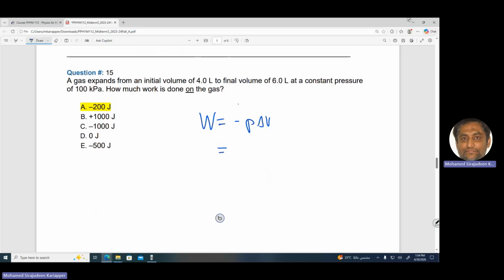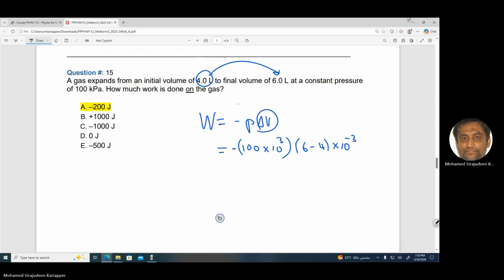P is 100 kilopascal, right? Well, let me do this. You have to convert that to Pascal. SI unit of pressure is Pascal. And the change in the volume, 4 liter becomes 6 liter. So the change in the volume is 6 minus 4, which is 2 liters. But liter must be converted to meter cube. So how do you convert the liter to meter cube? You multiply by or divide by 1000.